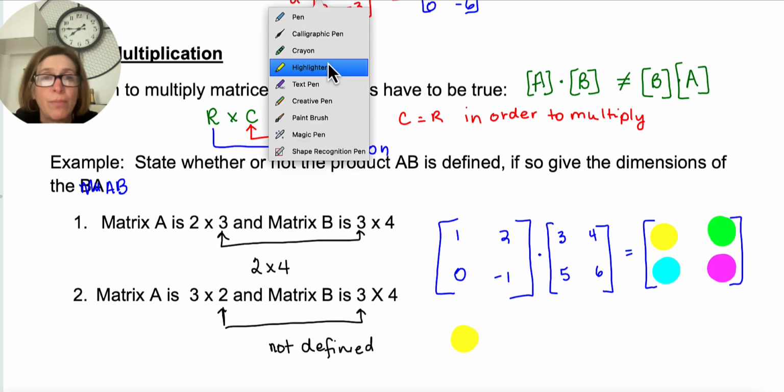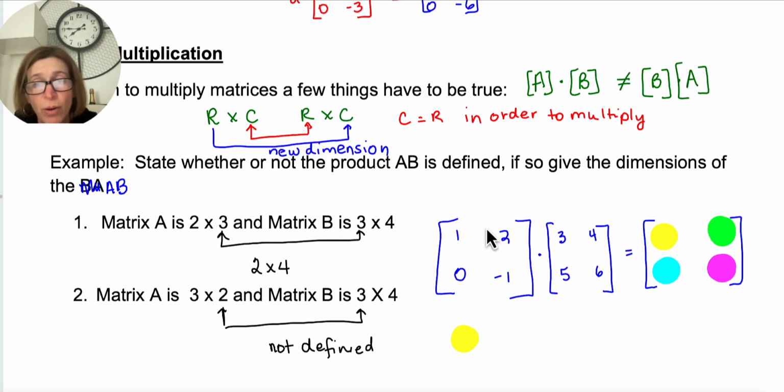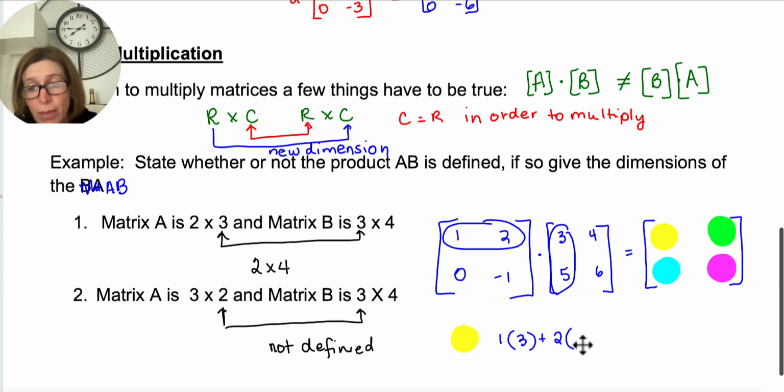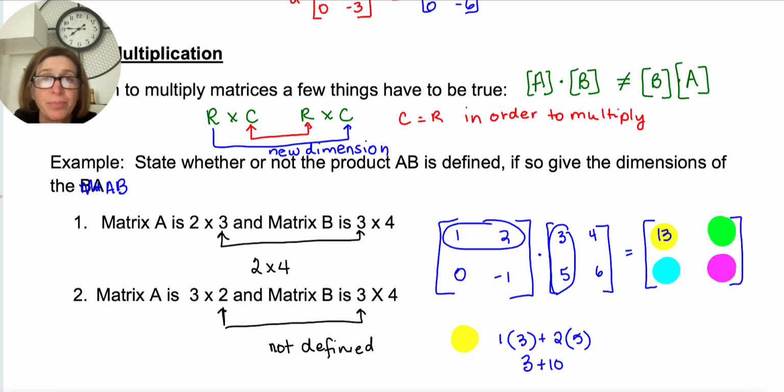For yellow, we have a row and a column. We're going to do 1 times 3 plus 2 times 5. So 1 times 3, 2 times 5, that's going to give me 3 plus 10, which is 13. All right. Then I'm going to move on.